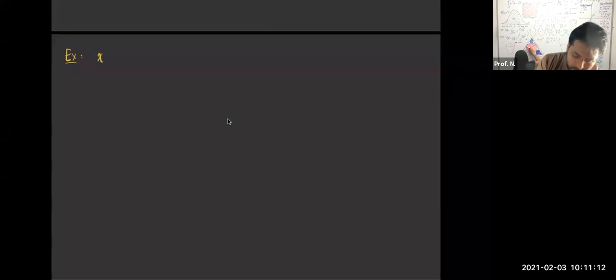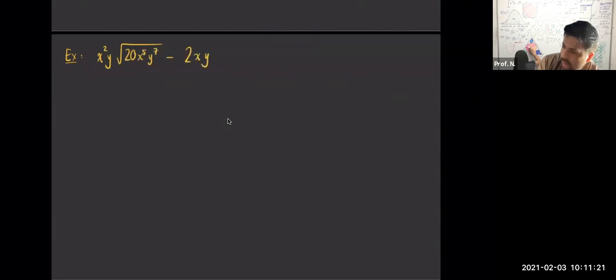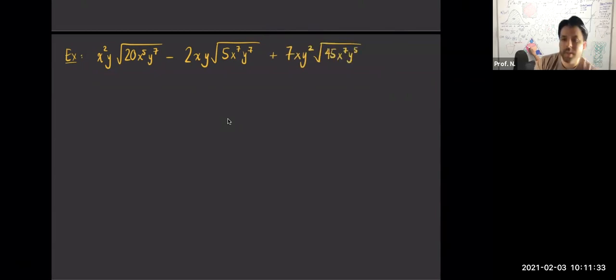I get x squared y, the square root of 20 x to the 5th y to the 7th, minus 2xy, the square root of 5x to the 7th y to the 7th, plus 7xy squared, the square root of 45x to the 7th y to the 5th.